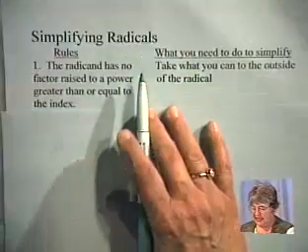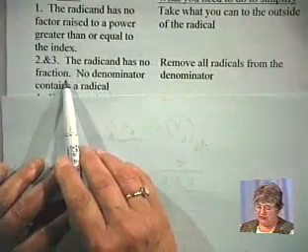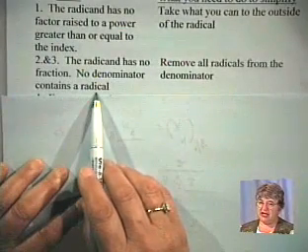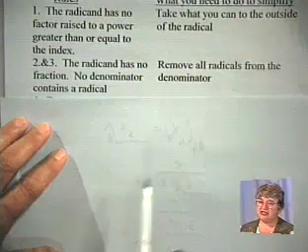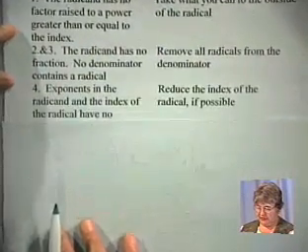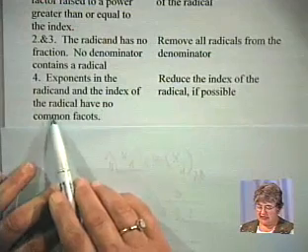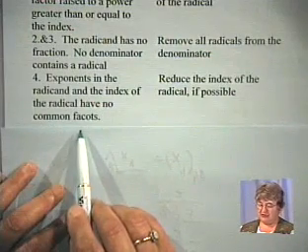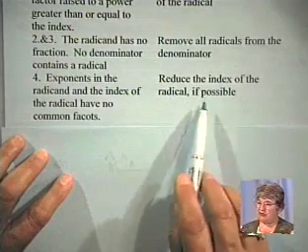The second rule says the radicand has no fraction. No denominator contains a radical, stated simply. The third rule, exponents in the radicand and the index of the radical have no common factors. So, sort of in plain language, that means reduce the index of the radical if possible.